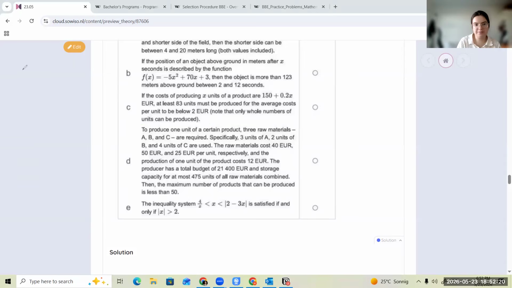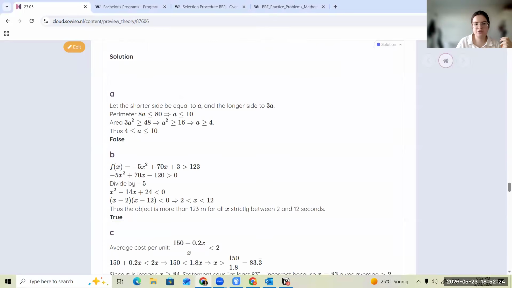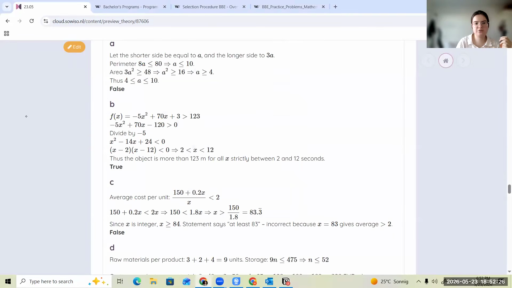And then here, let's say, the average cost below 2 euros. So you just want to take the cost function, divide by X to get the average cost, and it has to be below 2. And you just have to solve this to find it. You solve for X, and you find that X has to be greater than 83.33. Therefore, the next closest integer that would make sense would be 84.